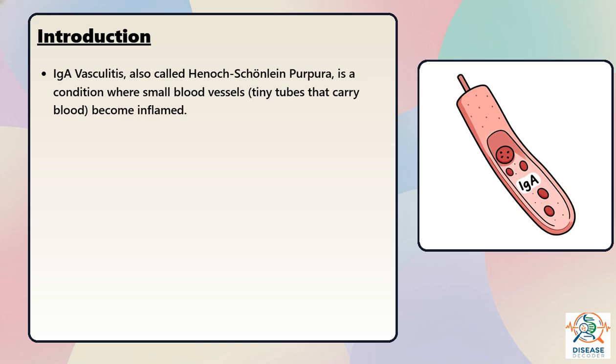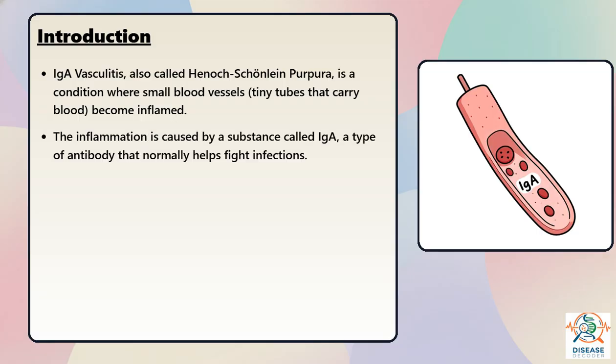IgA vasculitis, also called Henoch-Schönlein purpura, is a condition where small blood vessels, tiny tubes that carry blood, become inflamed. The inflammation is caused by a substance called IgA, a type of antibody that normally helps fight infections. The disease most often appears in children, but adults can get it too.